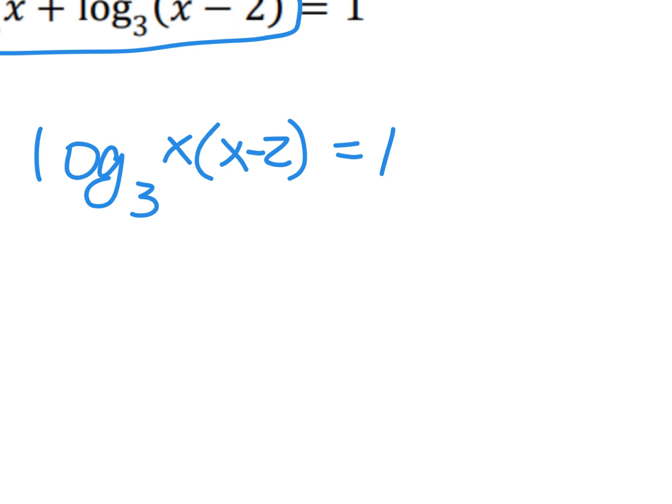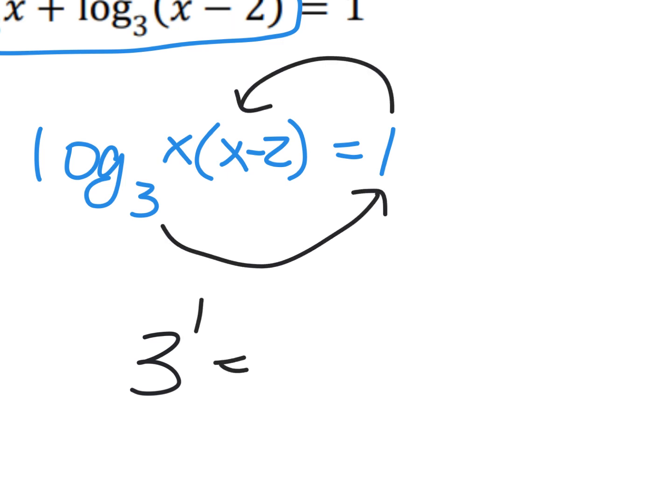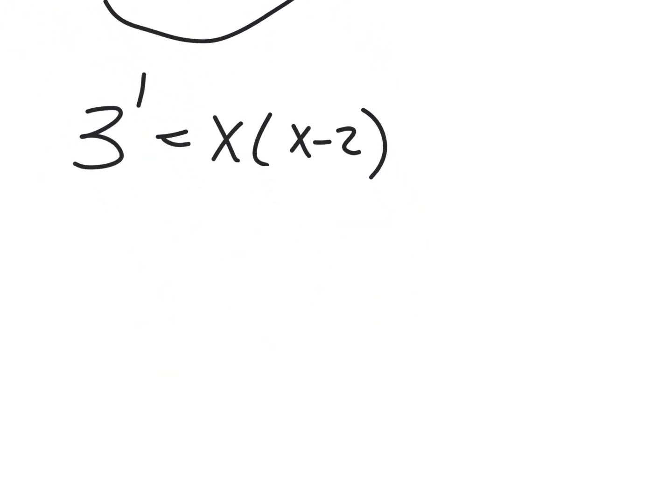George, I'm stuck. What do I do? Really like the same thing as you did in the last problem. So pick the base, yes, 3 to the first, yup, equals x times x minus 2. Yep, that's exactly right. Now again, 3 to the first is 3, so that's really simpler than that. It's just that.